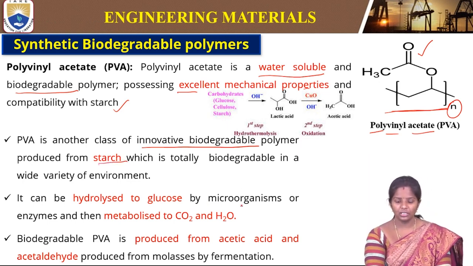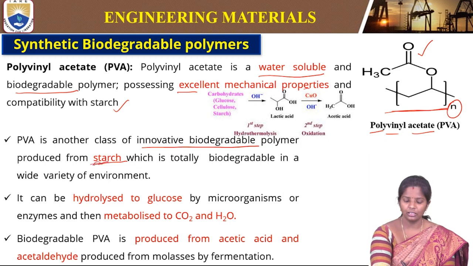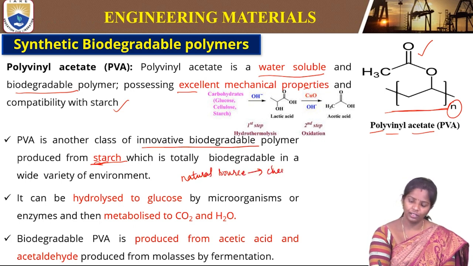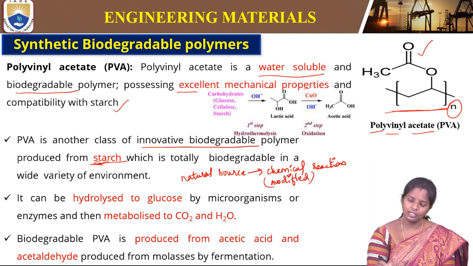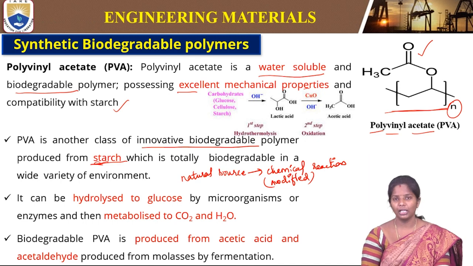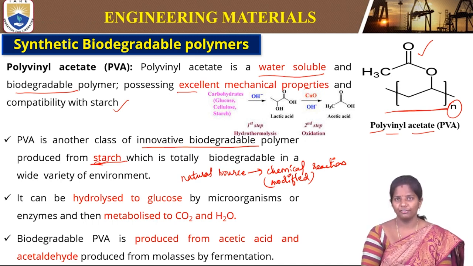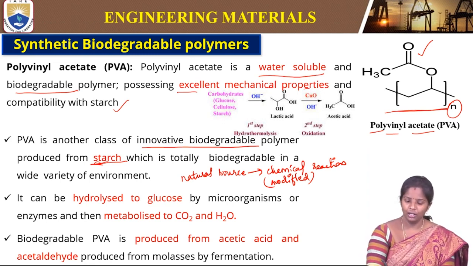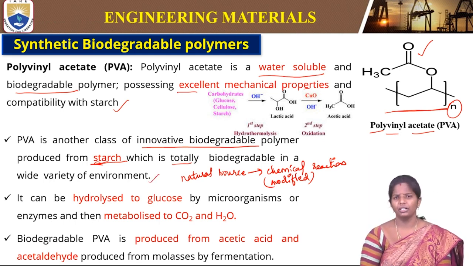So what happens when the starch is a natural source, but we are making it through a chemical reaction, where we are inducing some chemicals, so it is a modified natural one, therefore coming under synthetic polymer. So we are using some chemicals for making the polyvinyl acetate, so therefore it is becoming a synthetic polymer. However, it is completely biodegradable, totally biodegradable in a wide variety of environments. So we can use it in different applications so that it gets dissolved and degraded easily.